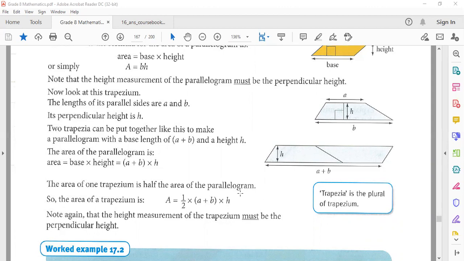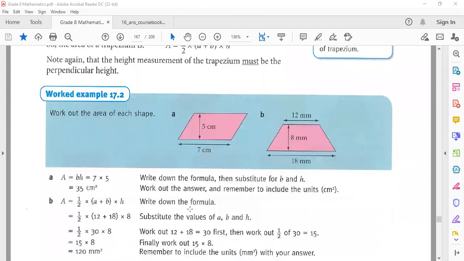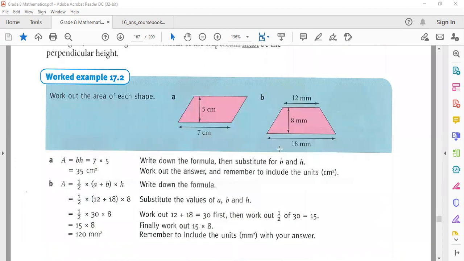Here you have a parallelogram like this, so you just multiply these two numbers by height. But trapezium is different. Why is it different? Because the area is equal to half of a plus b multiplied by height. Now look at here, we have two shapes, parallelogram and trapezium.